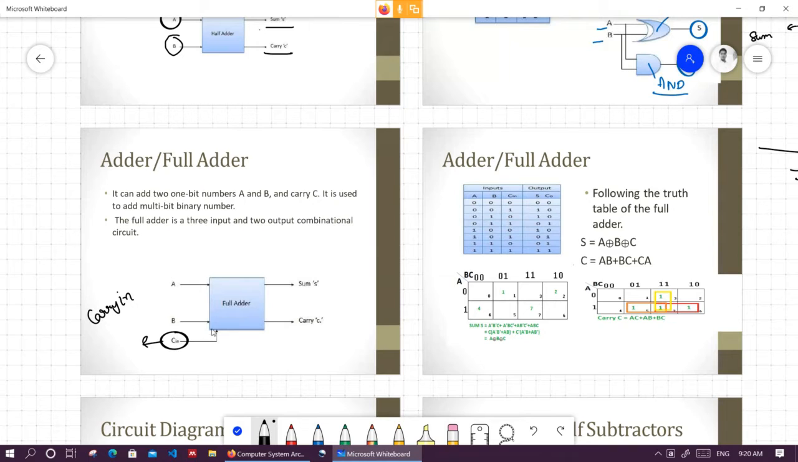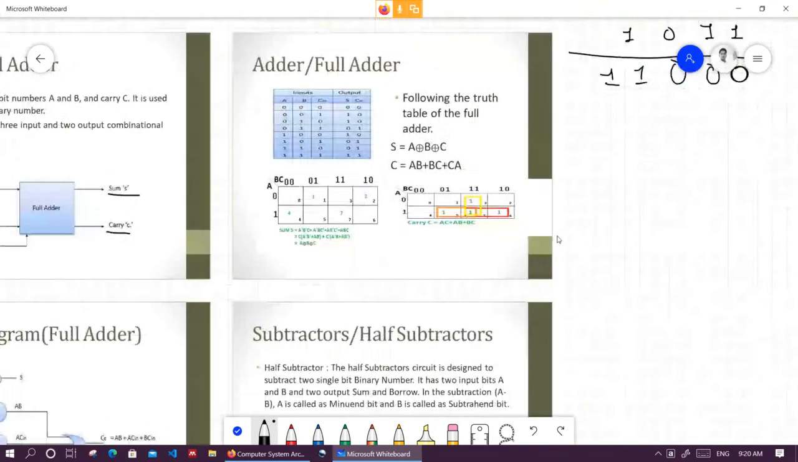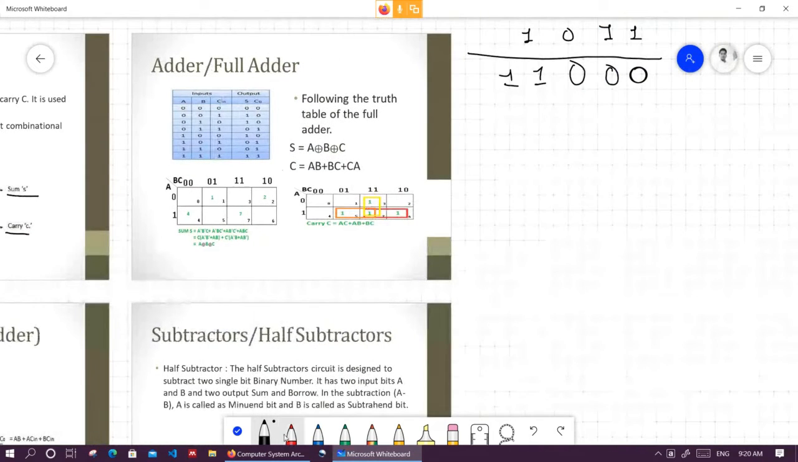Fine, this carry in will be coming from the previous summation in the case of multi-bit addition, and the output will be the same as sum and carry. Okay, so now let's draw the table of this. So before drawing the table, let's do it by ourselves.